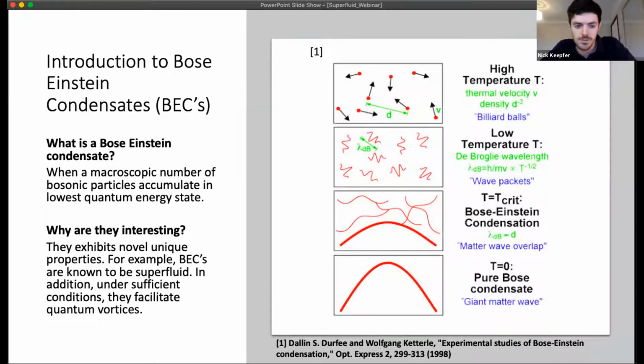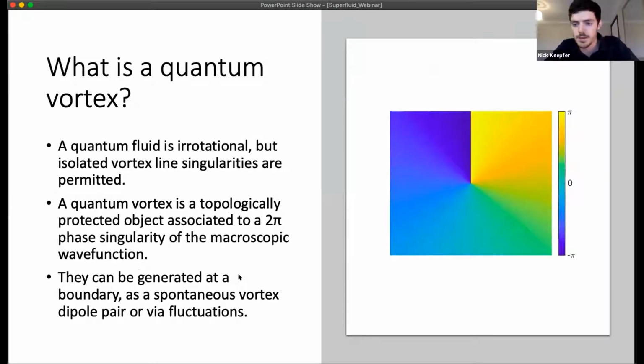An interesting thing about BECs is that they facilitate quantum vortices. On the right here is a picture of one in 2D. It's a topological defect associated with a 2 pi phase slip. This is the phase profile here. In 3D, these things are like filaments, big long strings or cylinders. What we're going to be looking at in this work is how these interact in a rotating rough bucket in a 3D system.